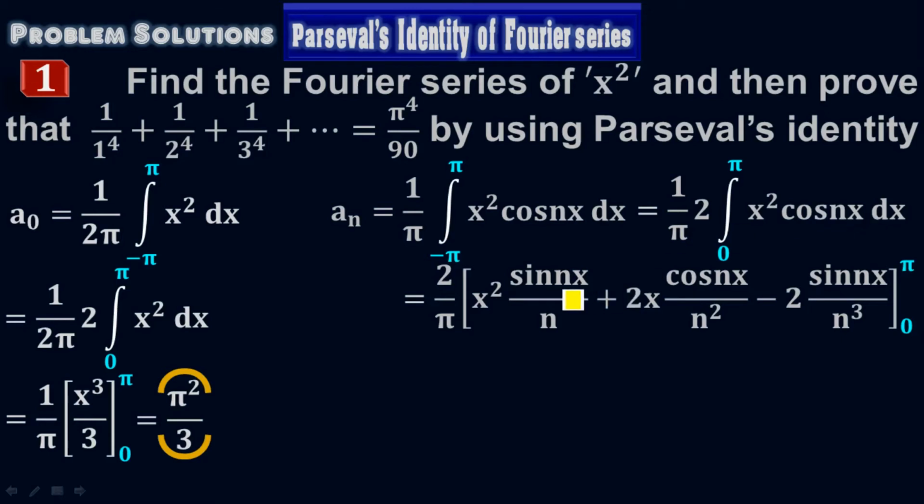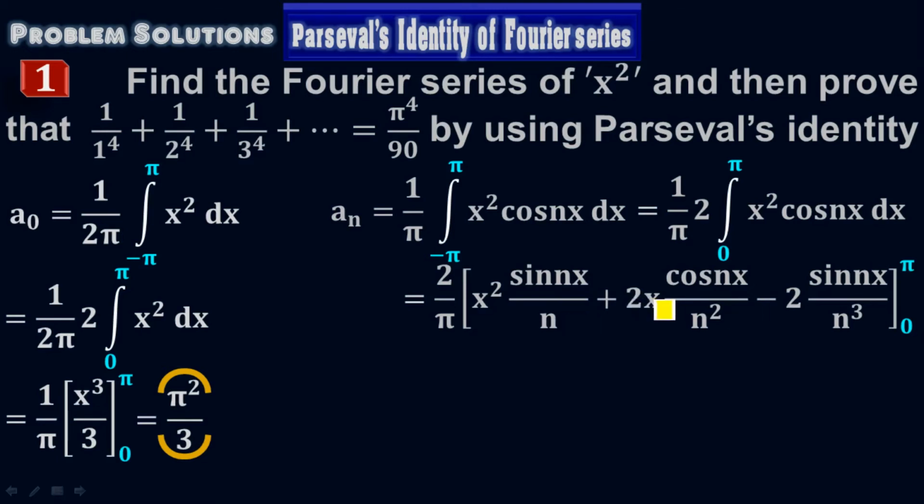Integration of cos nx is sin nx over n, plus. Now take the derivative of x squared. So the derivative of x squared is 2x. And then the integration of this term. So the integration of sin nx over n is negative cos nx over n squared, because the derivative of sin nx is cos nx over n, I have already n here, so n times n will be n squared. Repeat the same process.